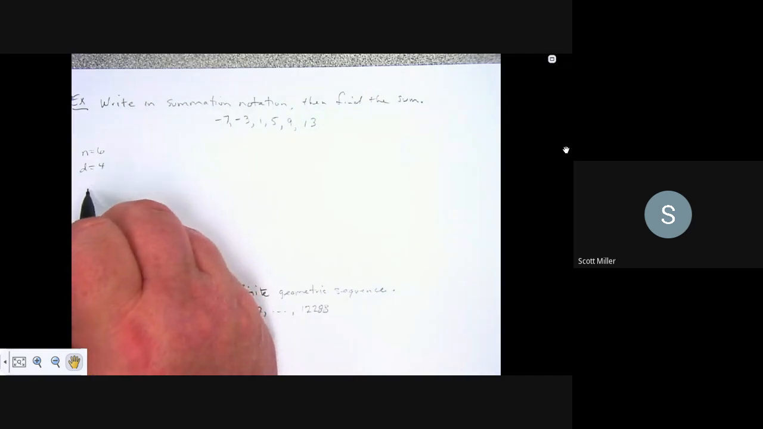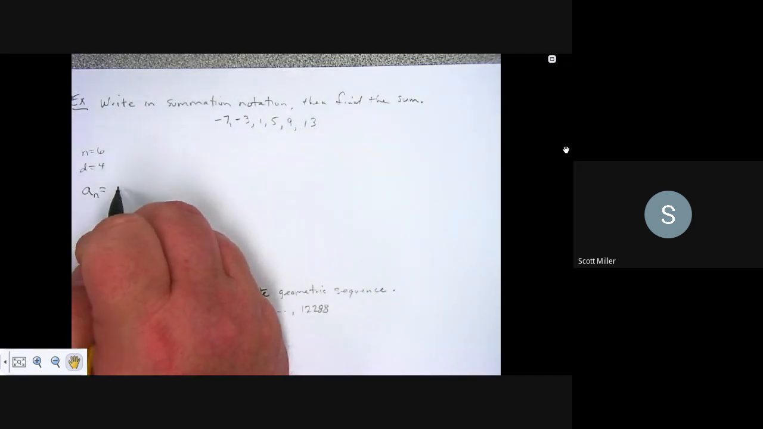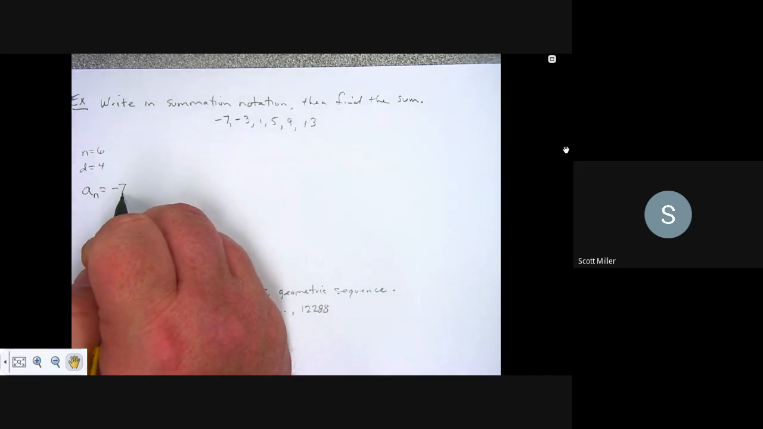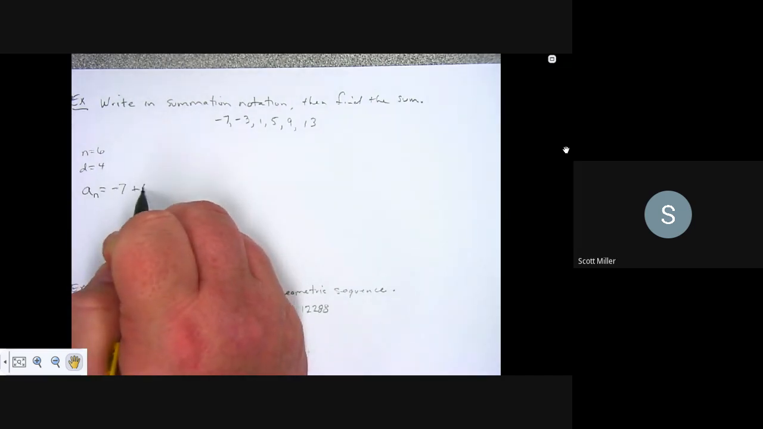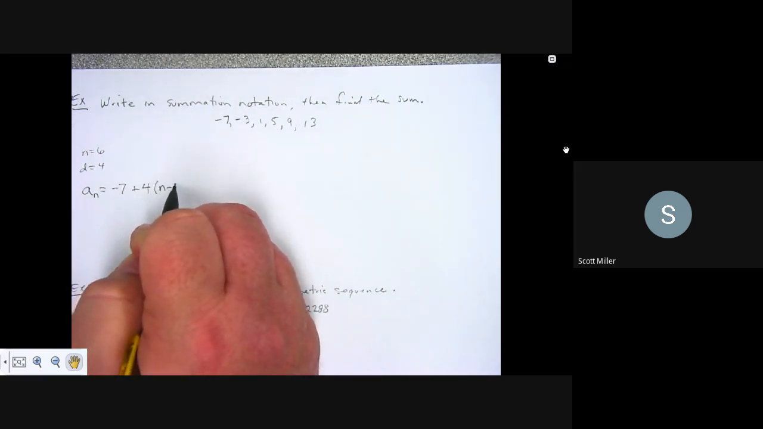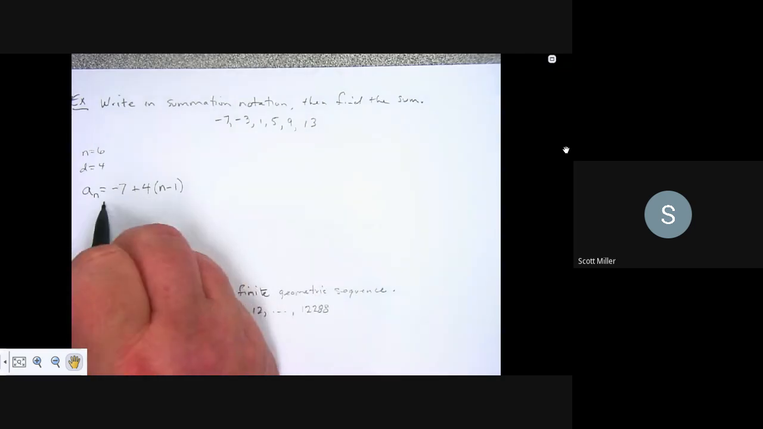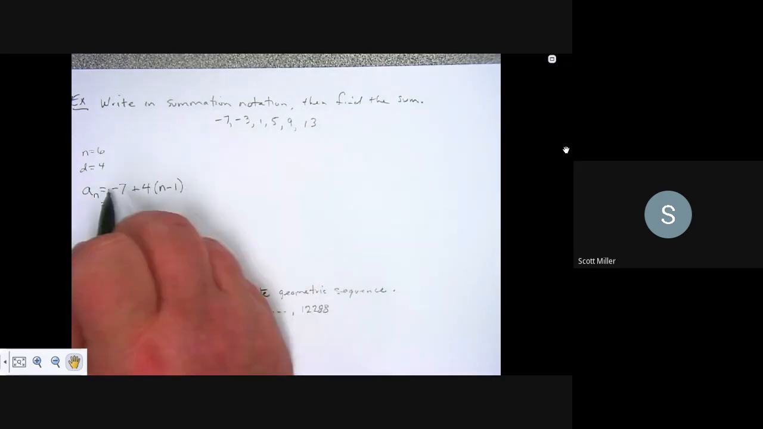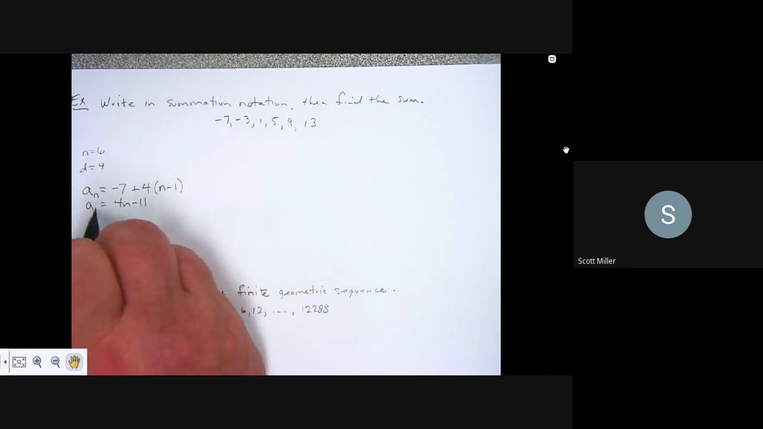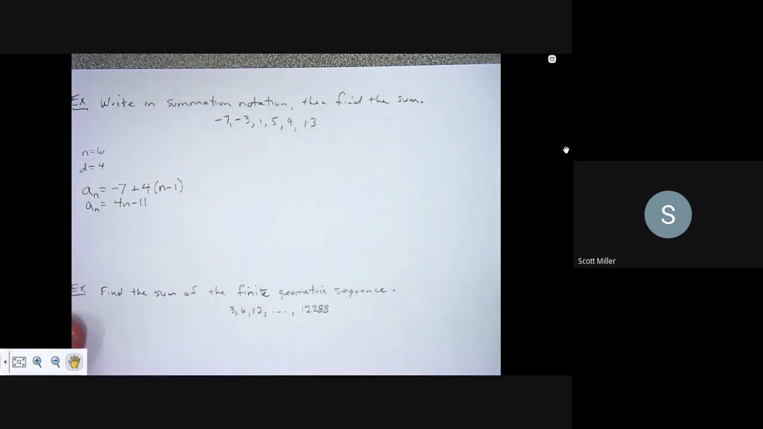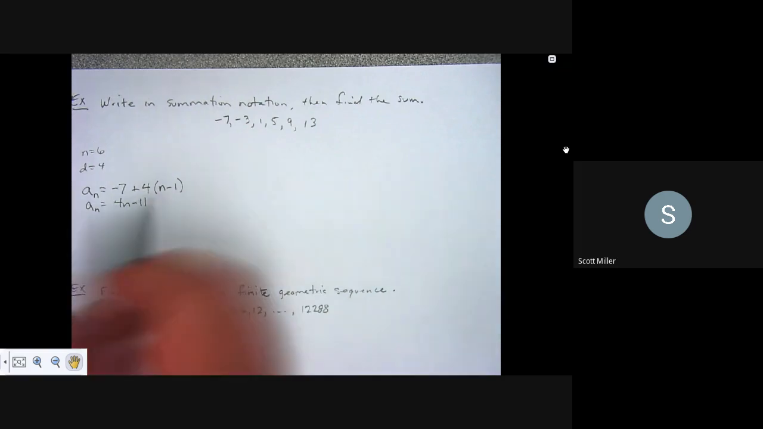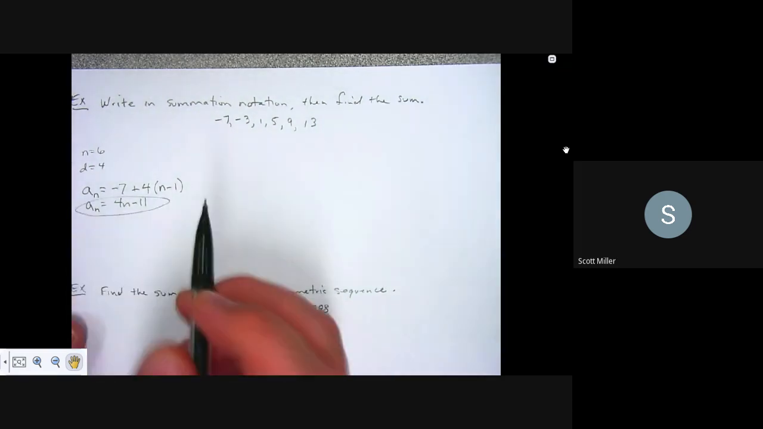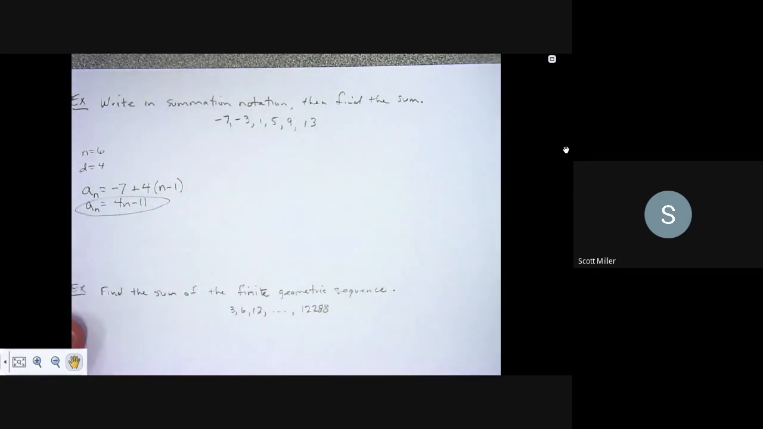So I know by my formula for the explicit rule that I need to know the first term, which is -7, the common difference, and then n minus 1. So I get this rule right here. If I distribute and combine like terms, I'm going to get 4n minus 11. That is my a sub n. Once I have this explicit rule right here, I can now do the summation notation.